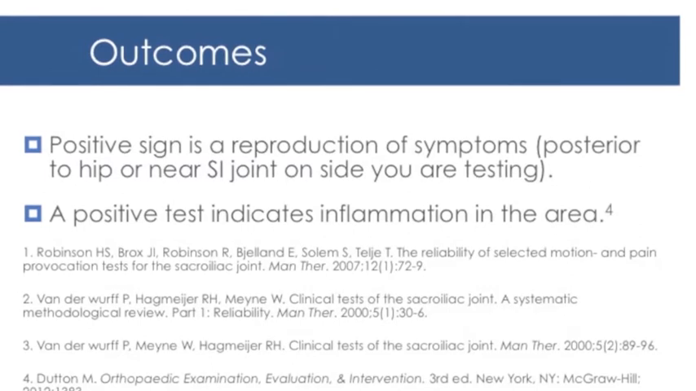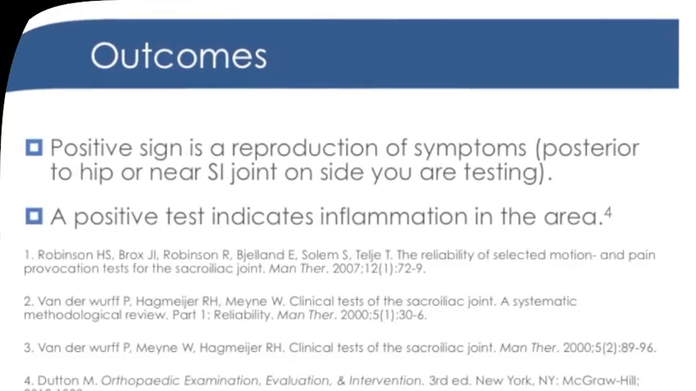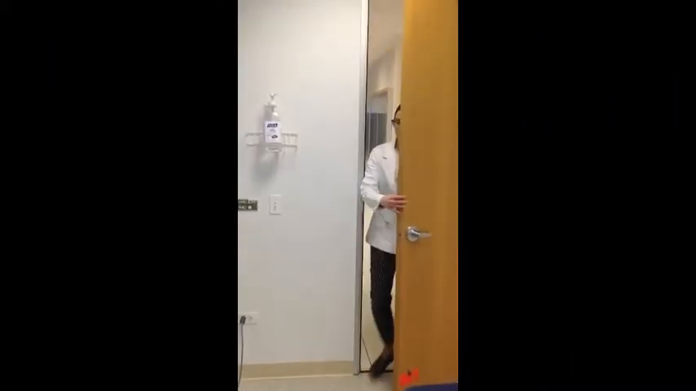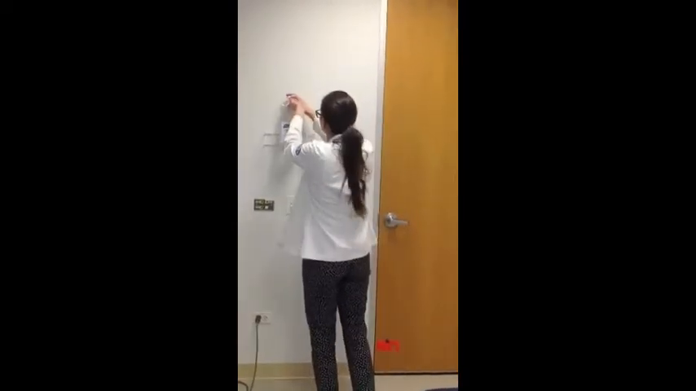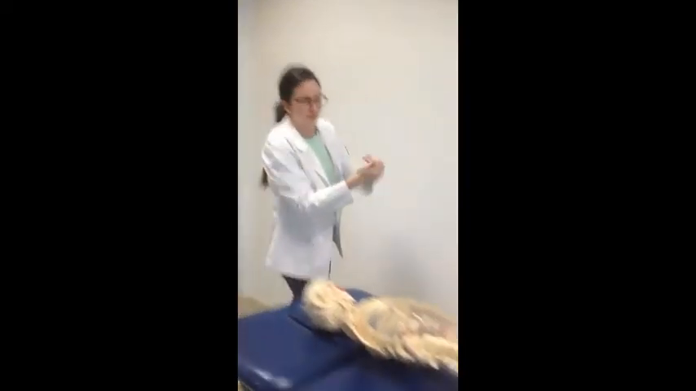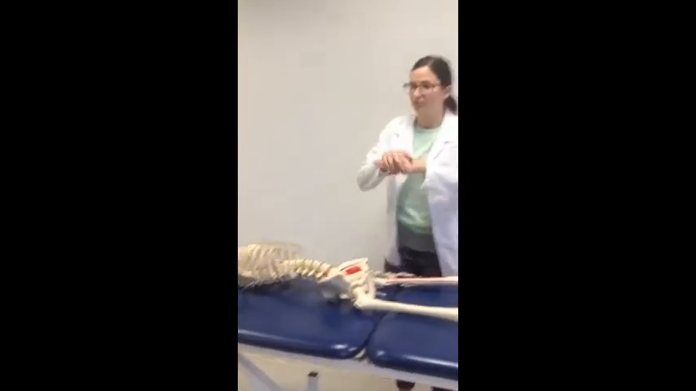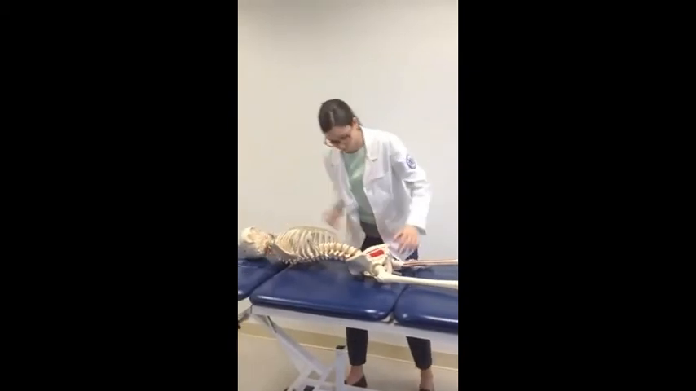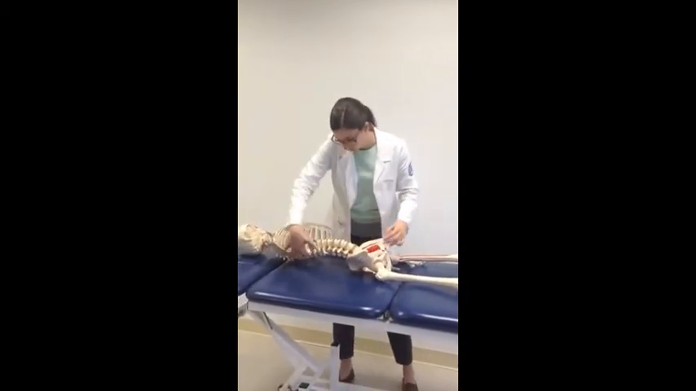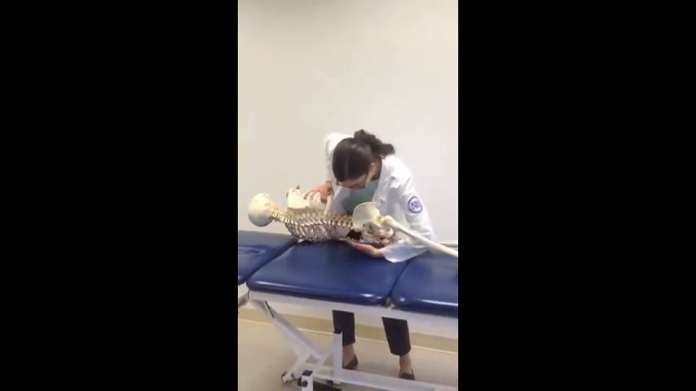Here is a demonstration of a mock interaction. The therapist can stand on the same side or opposite to the side being tested. We will perform the test by standing on the side opposite to the side being tested, the right side. Have the patient scoot towards you.